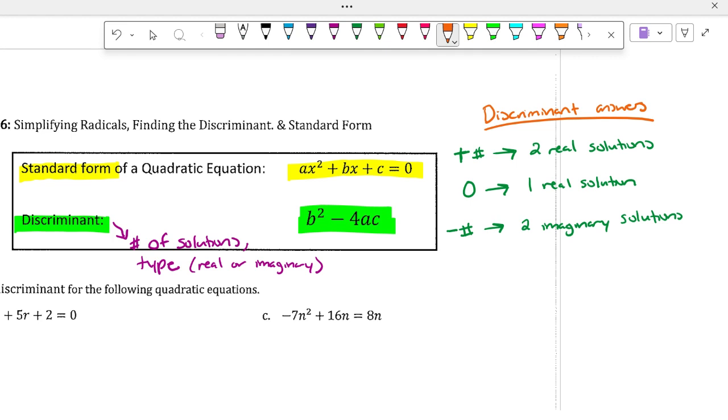Now, the discriminant does not tell you what the solution actually is. So whatever you get for the discriminant is not actually the solution. It's just a way that we can tell how many solutions we're going to end up with and the type. So whether they're going to be real or imaginary.